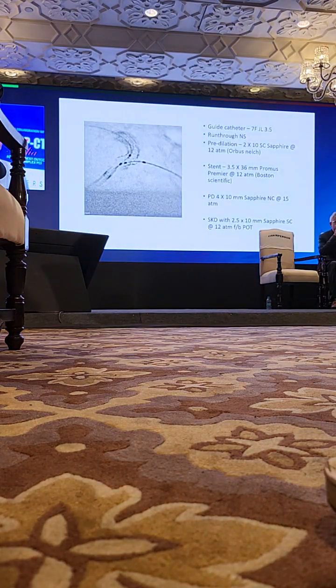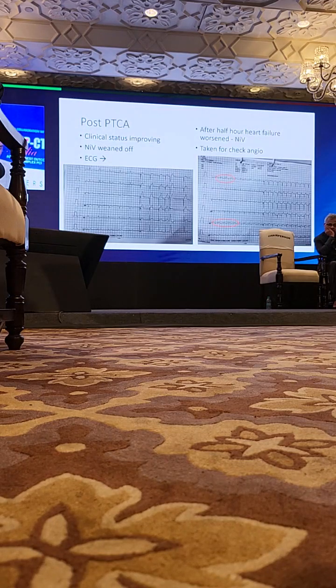This is the hardware I had used. The guide catheter was 7 French through the femoral route. Both the wires were run through. I did pre-dilatation with a 1.0 SC balloon. I used a 3.5 by 36 mm Promus Premier stent in LM to LAD, and I had post-dilated it with a 4 by 10 mm Sapphire NC balloon at 15 atmospheres, so around 4.15 mm. And I had done simultaneous kissing dilatation with a 2.5 by 10 mm Sapphire SC, followed by POT in LM. So this was the case where I kept on getting some mini heart attacks during the procedure.